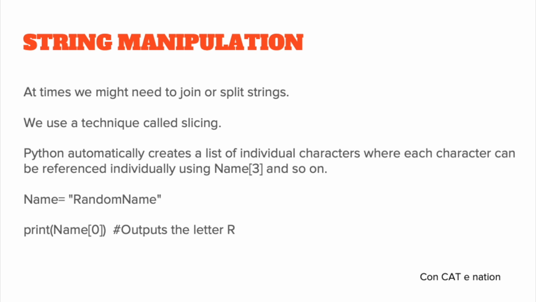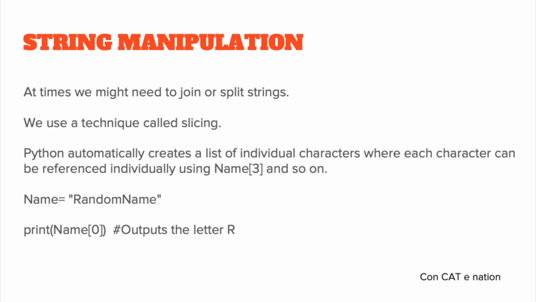We're now going to move on to string manipulation. Now, we already know at times we need to join strings, but there are times where we also might need to break or split things apart. So strings need to be manipulated. And we normally use a technique called slicing to slice a particular string into 2 or more parts. Now, Python is pretty clever here.